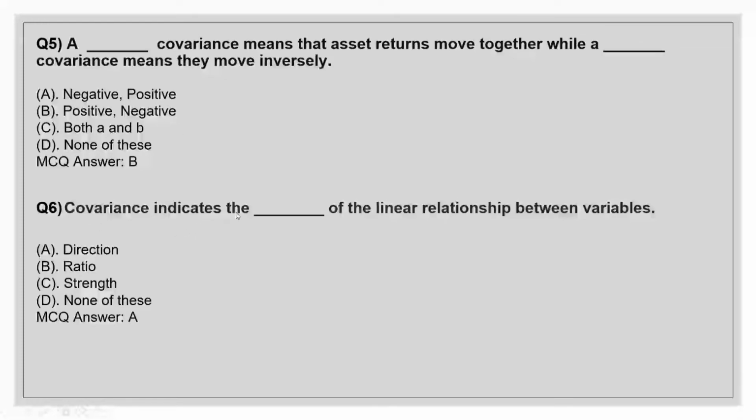Sixth MCQ: covariance indicates the dash of the linear relationship between variables. The options are direction, ratio, strength, none of these. The correct answer is direction. Covariance indicates only the direction of the linear relationship between variables. That is, it only tells you whether the relationship is positive or negative. It doesn't tell you the degree or the strength of the relation.